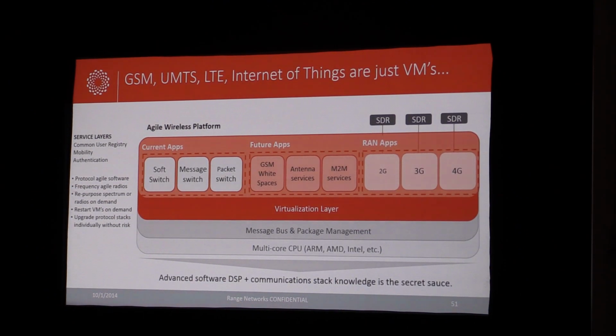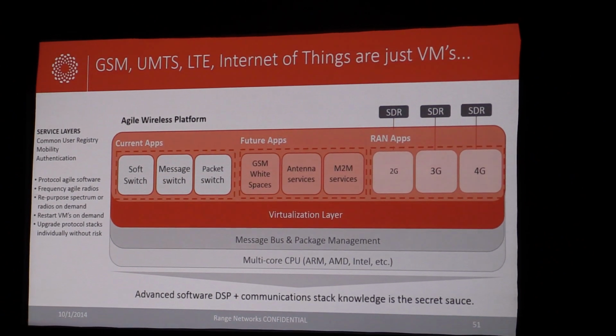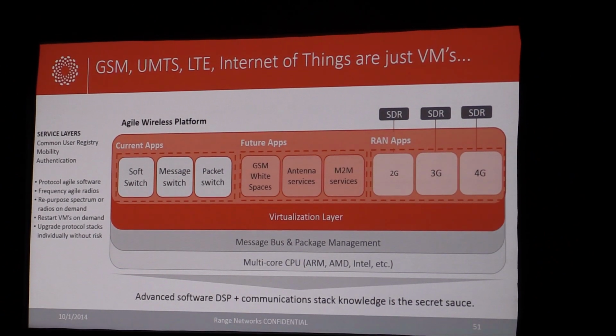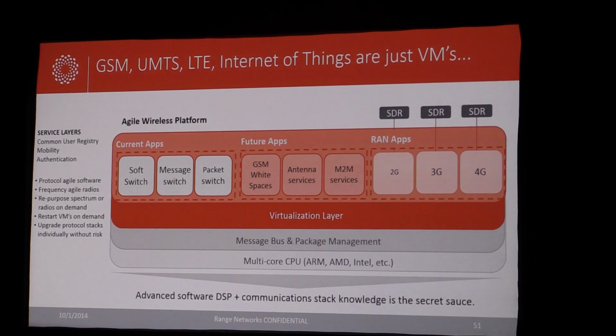When you apply this, that's nice, but what do you actually do with it? Protocol stacks become VMs. They just become virtual machines. And when you combine those virtual machines with a software-defined radio, you now have what looks more like a multi-protocol IP access point than a traditional base station. You are frequency agile, you are coding agile, you are protocol stack agile.